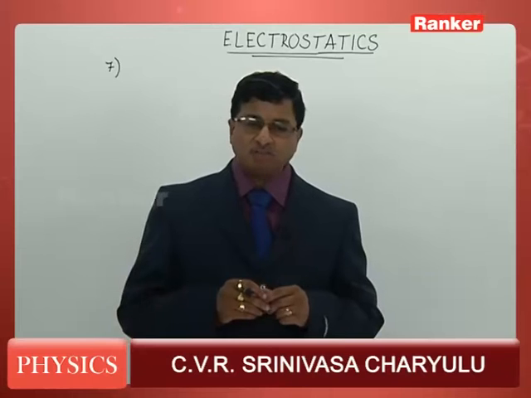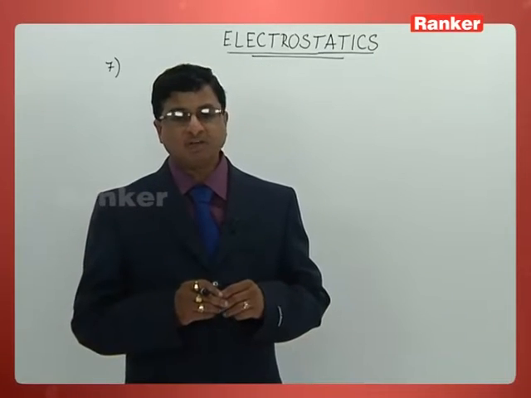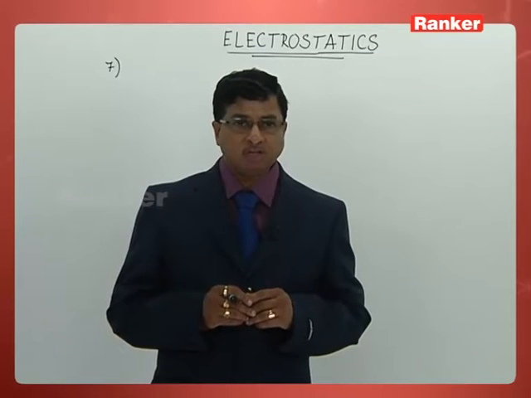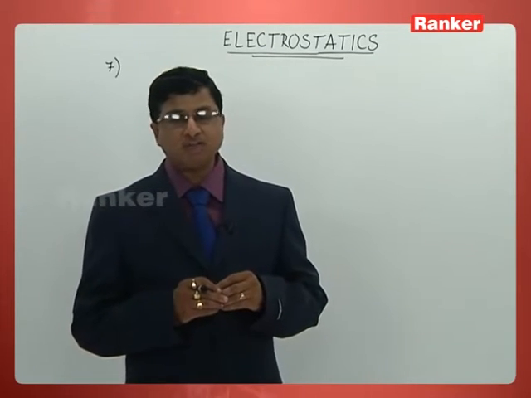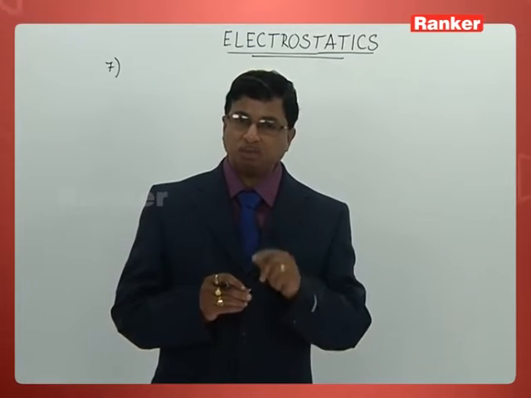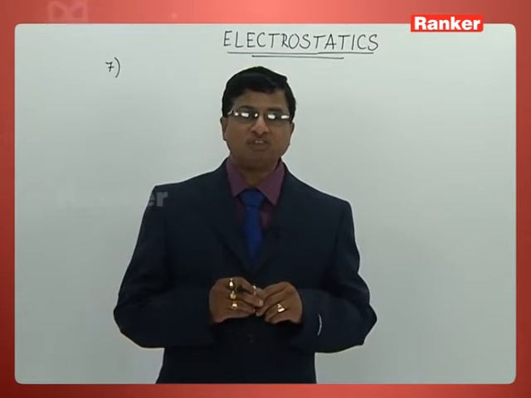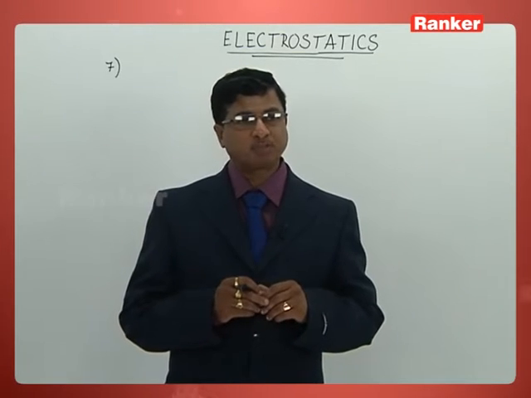The second option is 3.2 into 10 power minus 19 coulomb. Third option is 4.8 into 10 power minus 19 coulomb. And fourth option is 8 into 10 power minus 19 coulomb. In fact, the correct option for this particular problem is D. That is the fourth option there, which is 8 into 10 power minus 19 coulomb.